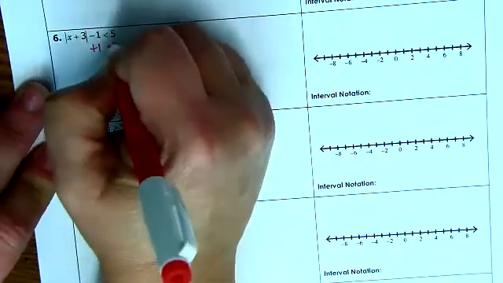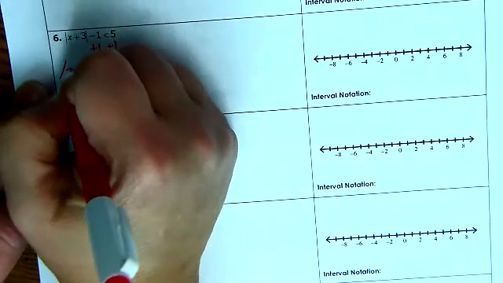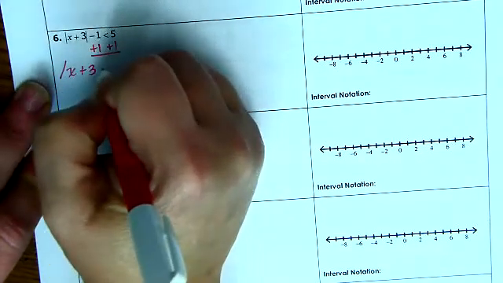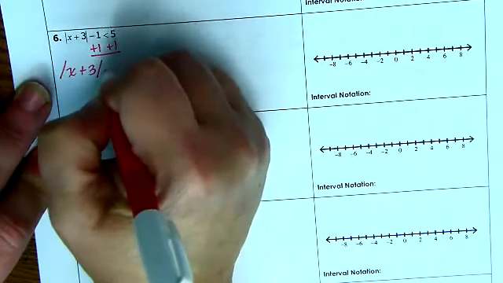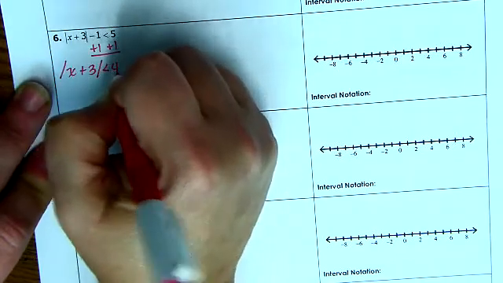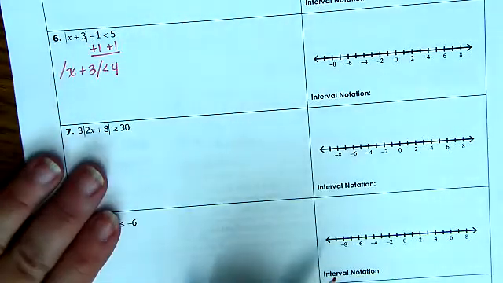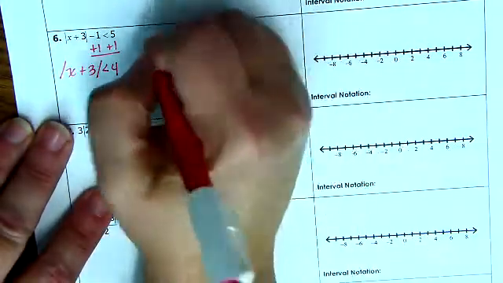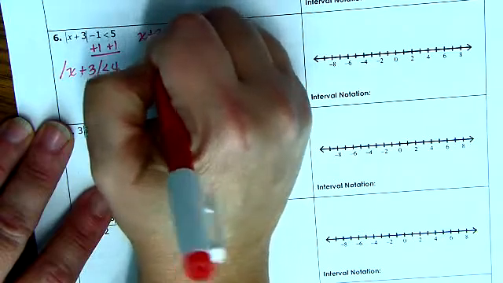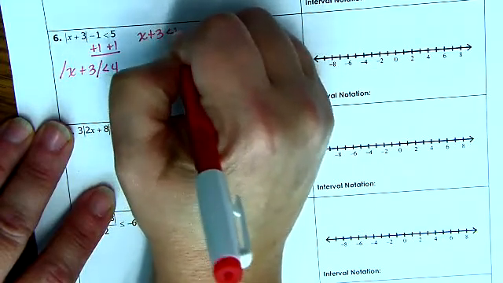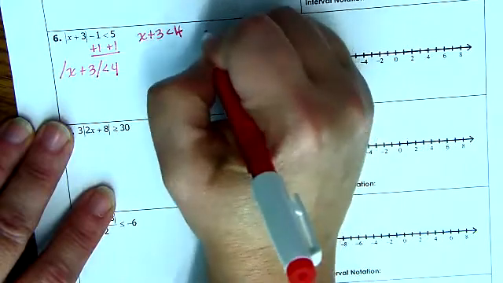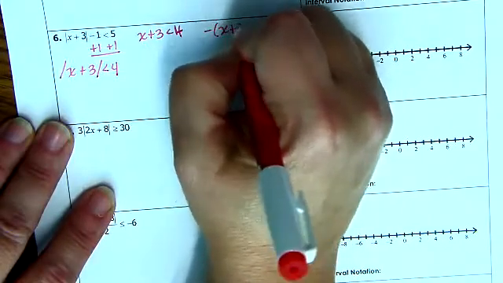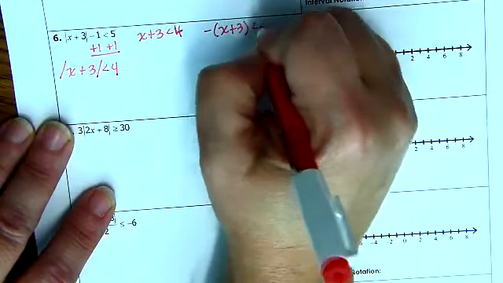Okay, so first things first, I've got to get the absolute value symbols by itself. So I'm going to add 1 to both sides first. So now I have absolute value x plus 3, absolute value, is less than 4. Now I separate it into my two problems. Remember, I've got the positive scenario and the negative scenario. So I have x plus 3 is less than 4. And then I have negative x plus 3 is less than 4.